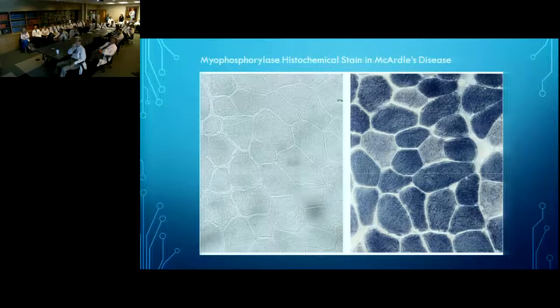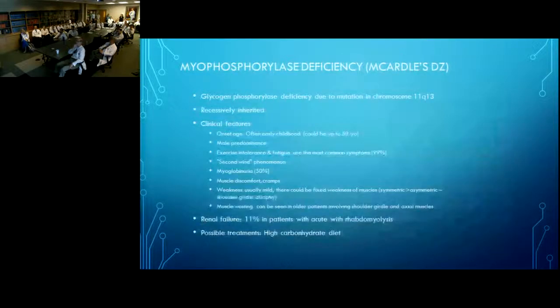So on the right, again, you see a normal histochemical stain of myophosphorylase, and on the left, the patient who's deficient in it. So it could be a helpful way of diagnosing the disease, but if it's normal and if your suspicion is very high, you still can proceed with some specialized testing like the biochemical studies or even a forearm exercise test.